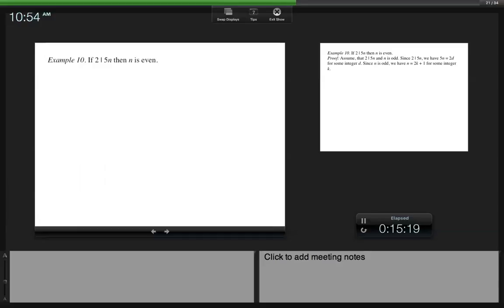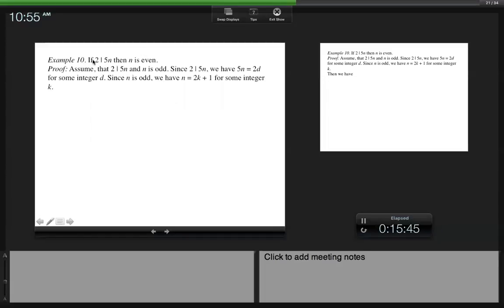So now let's see again. Here I'm making a statement: if the number 2 can perfectly divide 5 times n, then n is even. So how do you start? If you want to prove this by contradiction, what do you do? You assume n is odd, right? Since 2 can perfectly divide 5 times n, you can write 5 times n in terms of 2 times d, because 5 times n is perfectly divisible by 2, right?